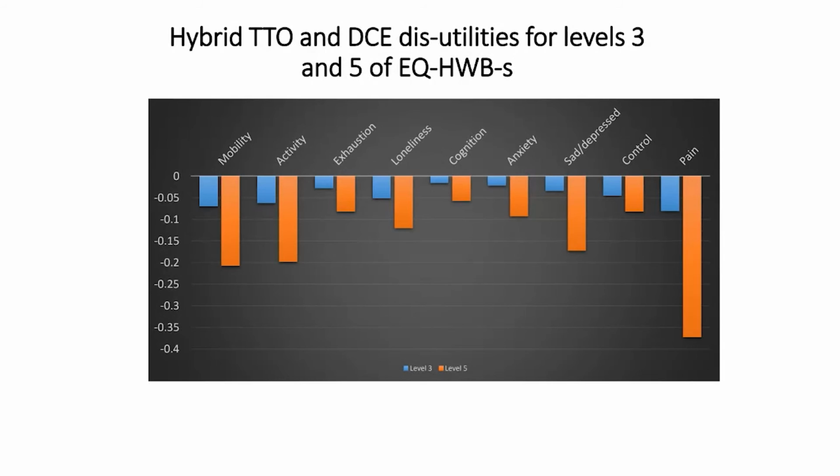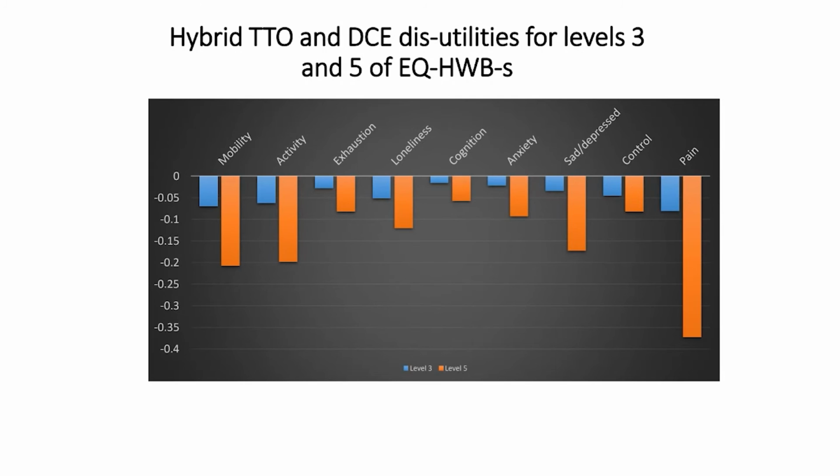So just to give you an idea, this is a fairly simple presentation of the results. I know Clara is busily writing up these results, but essentially what this shows is, for each of the 9 domains of the HWB short form, the decrements associated with them. Obviously there are 5 level domains, and we're just looking at 2 of them here: level 5 and level 3. Level 5 is the most severe, and level 3 is the medium one.